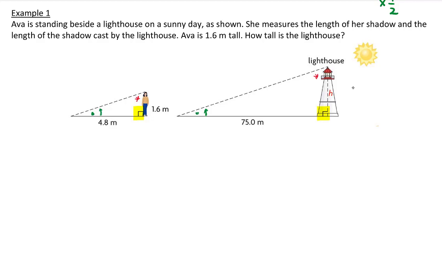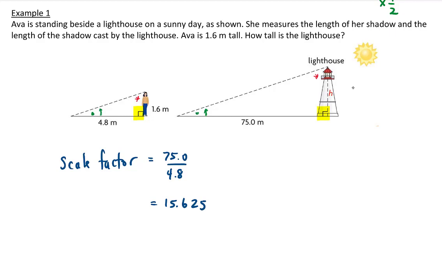So what we want to do is figure out the height of the lighthouse using either ratios or using a scale factor. So let's start by using a scale factor. We can see the scale factor for these two triangles. Let's say we want to go from the big to the small. The scale factor would be equal to 75.0 meters over 4.8 meters, the ratio of the shadows. So there we get a scale factor of 15.625. So the shadow of the lighthouse is 15.625 times bigger than Ava's shadow.